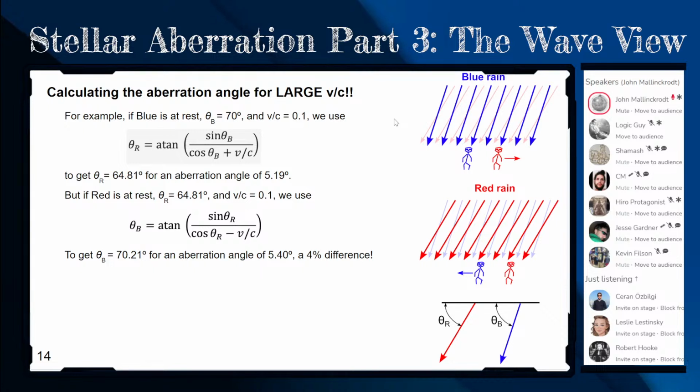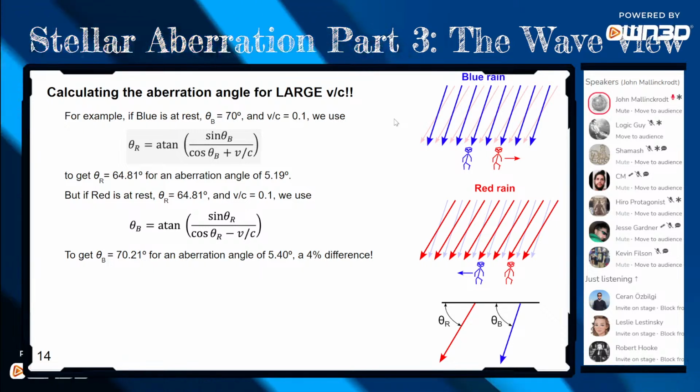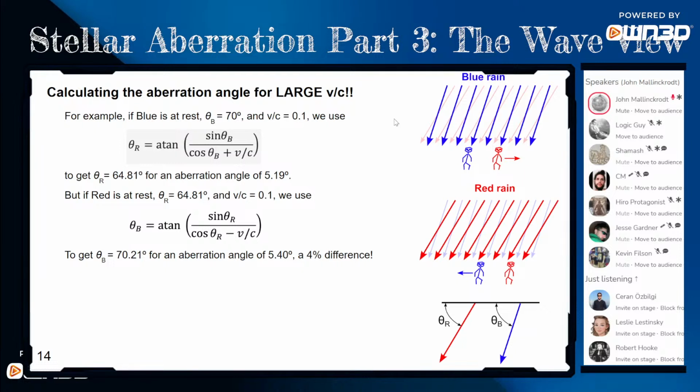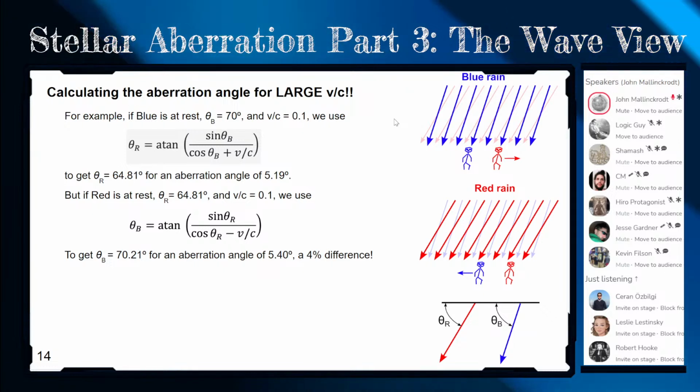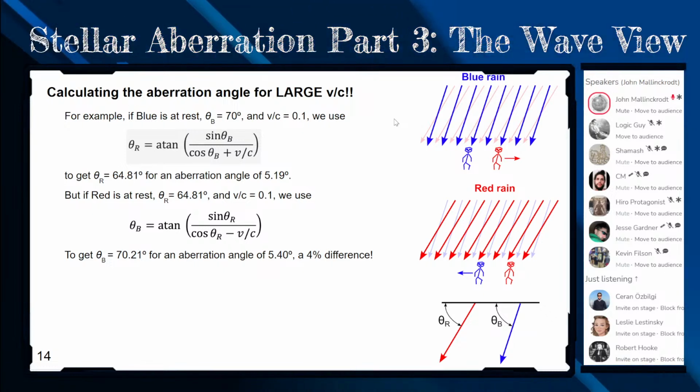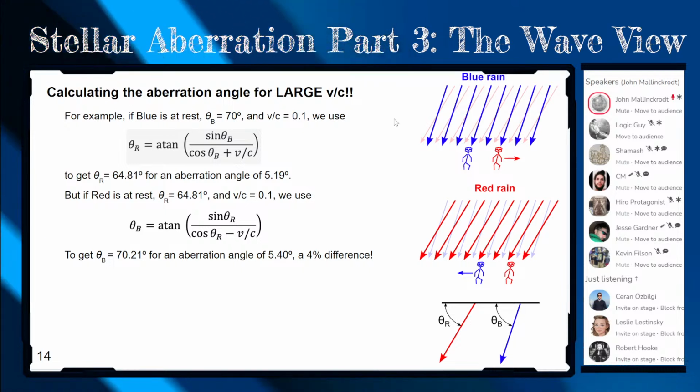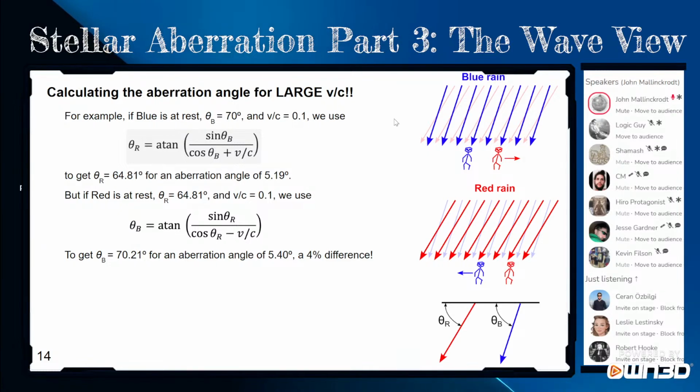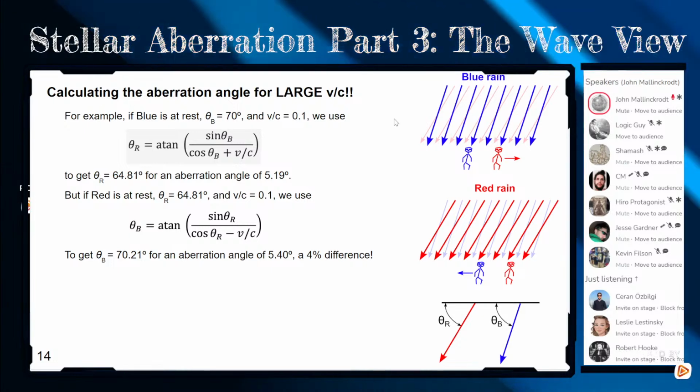Suppose that it's blue that's at rest, and he sees an angle of 70 degrees. And let's suppose that the red observer is moving at 1/10 of the speed of light. That's really fast. As you can see, moving fast to the right means that Ms. Red will see the light coming down at a shallower angle, kind of has to point her umbrella in the direction that she's moving. And what's the angle that she sees?